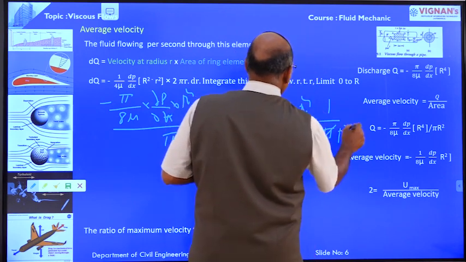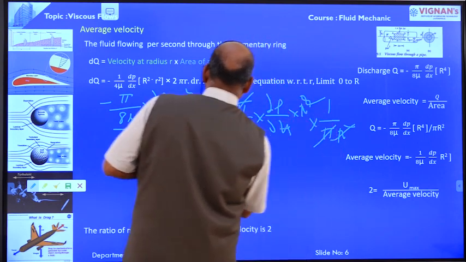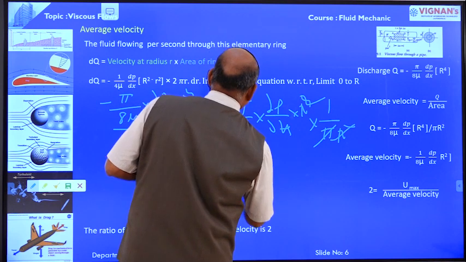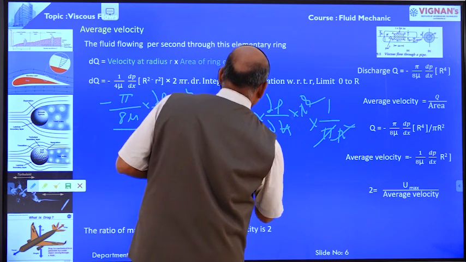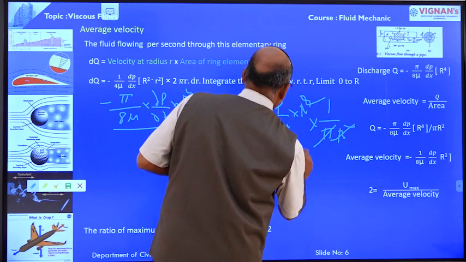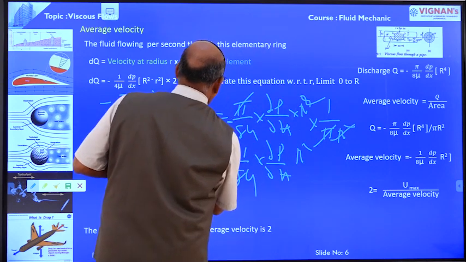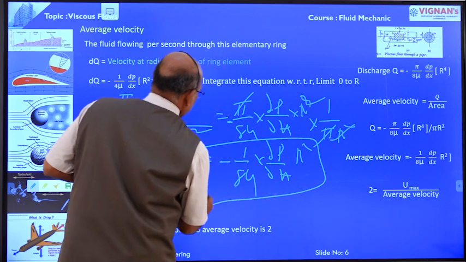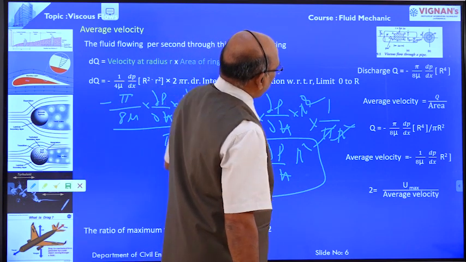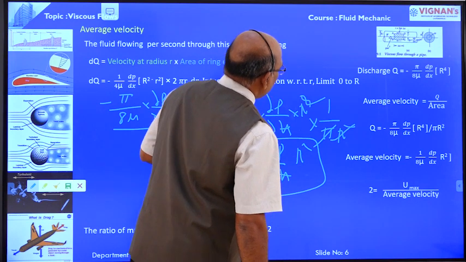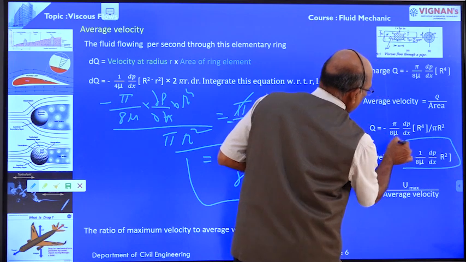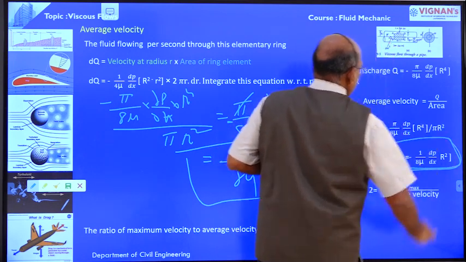Pi gets cancelled, r square, this is square. This is equal to minus of 1 by 8 mu into dou p by dou x into r square. This is the average velocity. Minus 1 by 8 mu into dou p by dou x into r square. Right? Average velocity is equal to minus 1 by 8 mu dou p by dou x into r square.